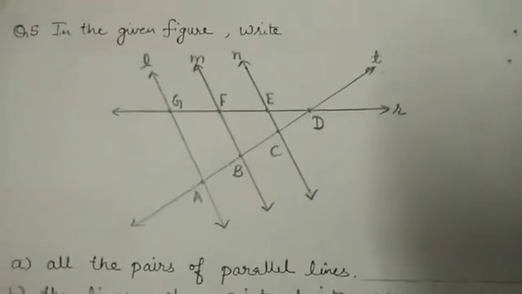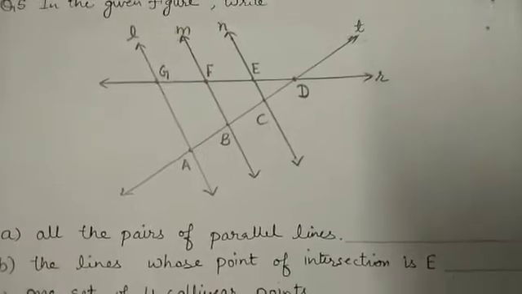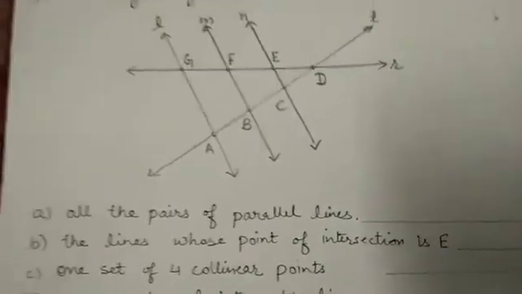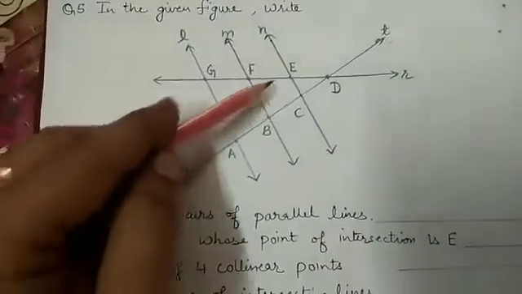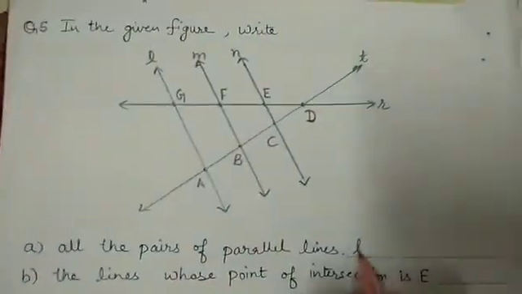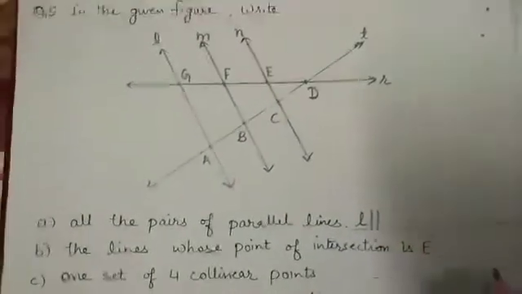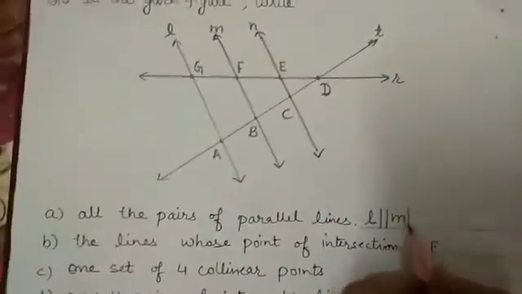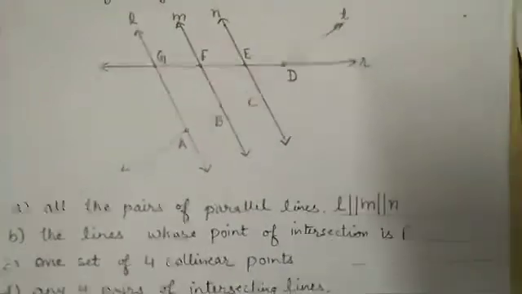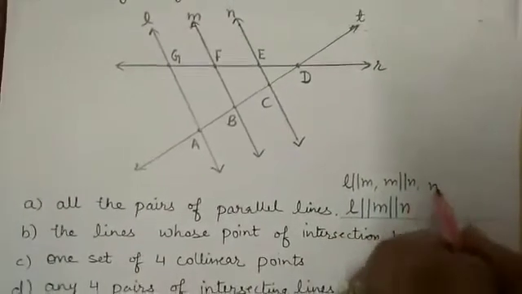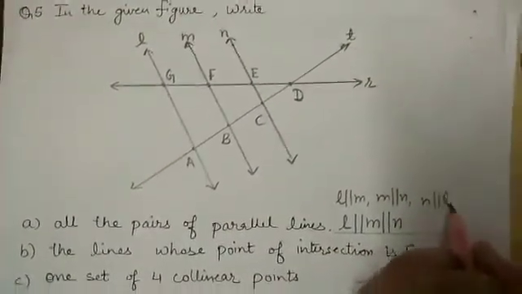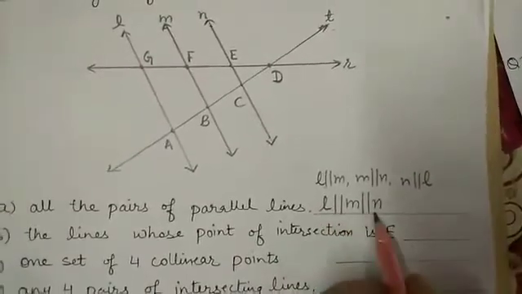Now, question number 5. In the given figure, write all the pairs of parallel lines. We have studied about the parallel lines which do not meet anywhere. So, in the figure we can say L, M, N are parallel lines. So, L, this is the symbol for parallel, then M, and M is again parallel to N. Or you can write L parallel M parallel N, and N parallel to L. Better it is to write in this way.